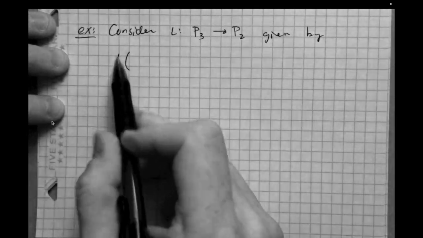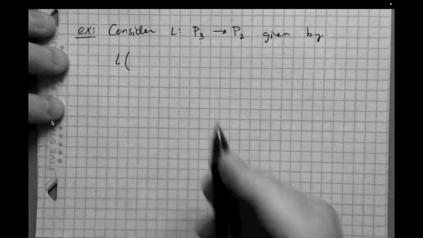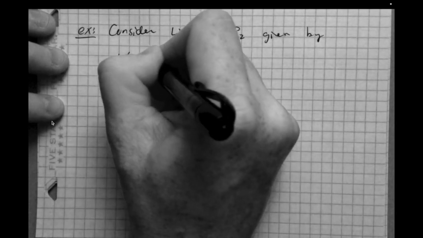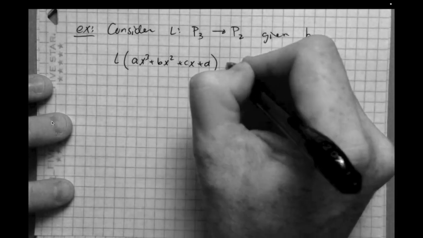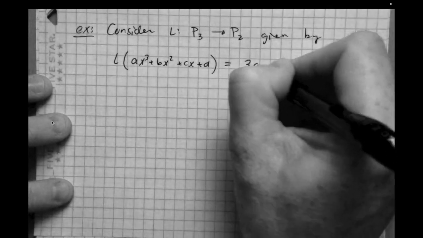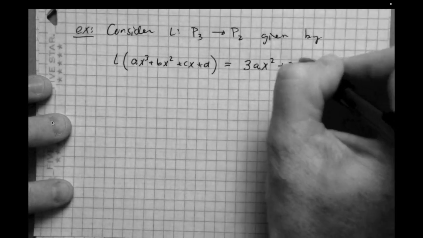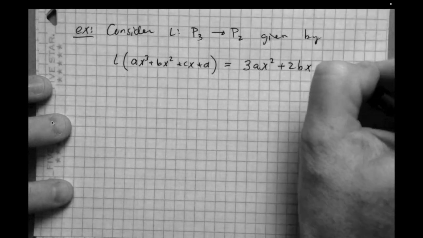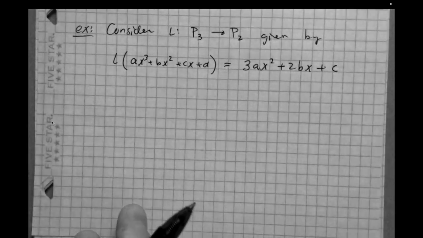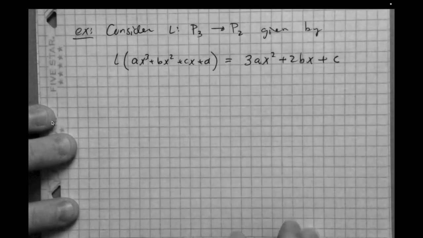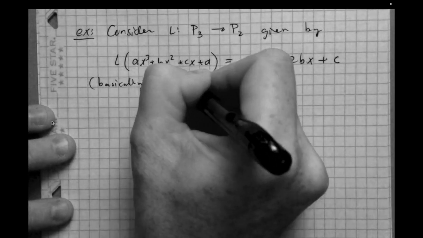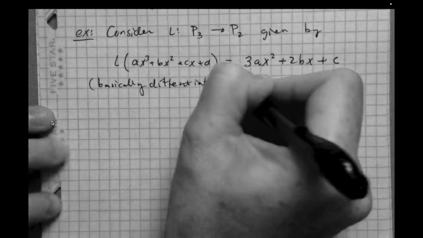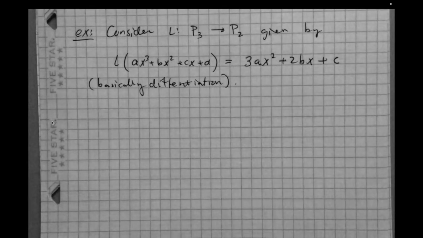If I apply the linear transformation to a third degree or less polynomial, so ax cubed plus bx squared plus cx plus d, it's going to map to 3ax squared plus 2bx plus c. And so what is this? Well, this is basically differentiation. It's just differentiation of a polynomial.